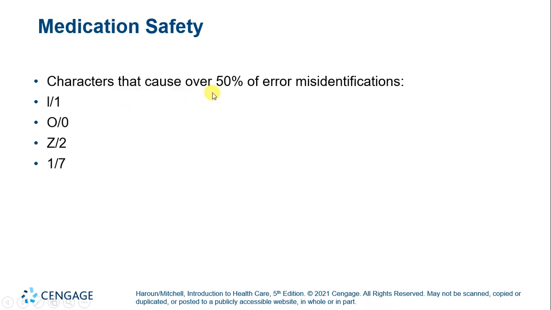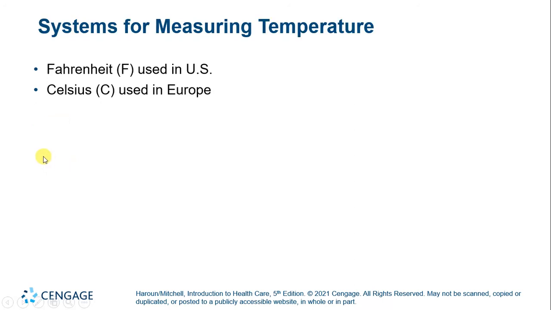Characters that cause over 50% of error, misidentifications. Okay, and there we have them, and that makes sense, right? Look at that 1 compared to the 7. Look at the I compared to the 1, the O compared to the 0.